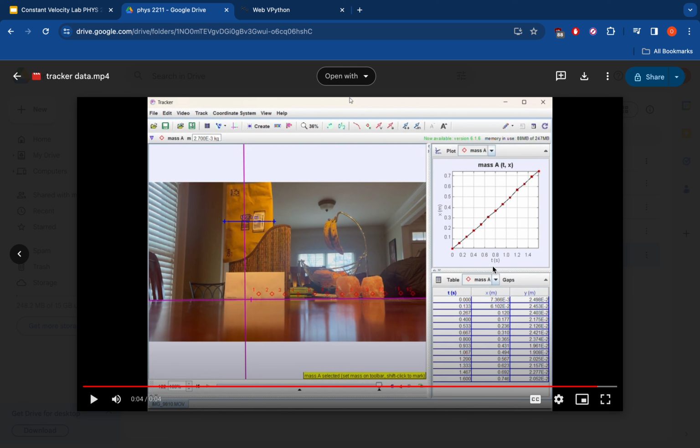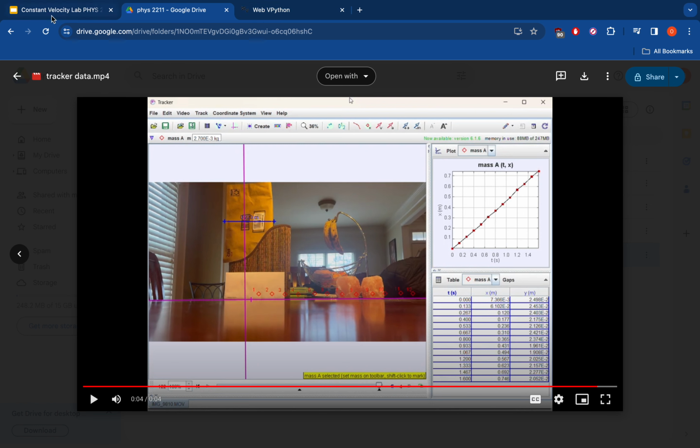And this plot right here is the data values of our ping pong ball that's moving at a constant velocity to the right. So this is position over time. And Tracker was helpful in order to find the actual position and the time of our experiment that was conducted.